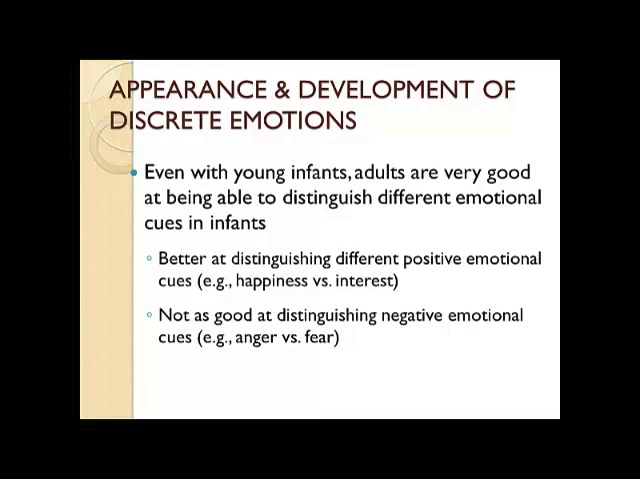So let's talk about the appearance and development of discrete emotions. These are those emotions that do tend to be universal. One thing that's really interesting is that even with very young infants, we as adults actually tend to be very good at being able to distinguish these different emotional cues. So we can look at an infant and we're pretty good at being able to determine, is this infant happy? Are they sad? Are they angry? And those sorts of things.